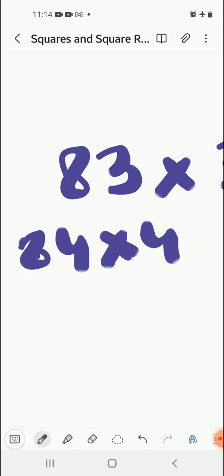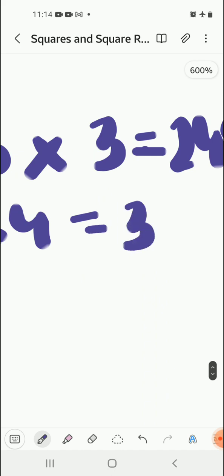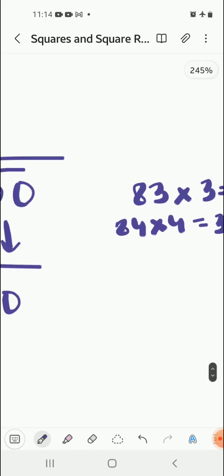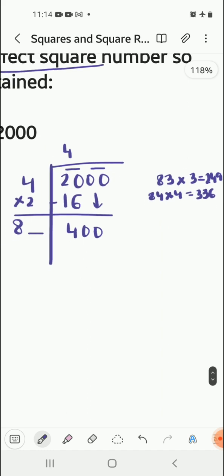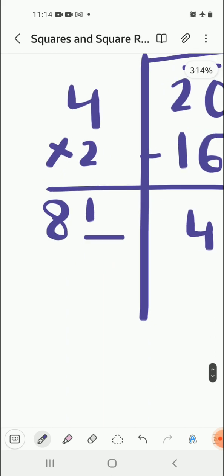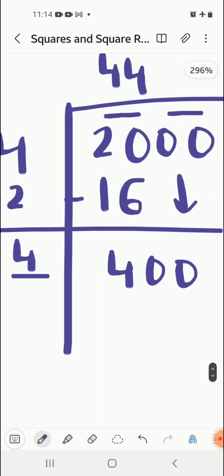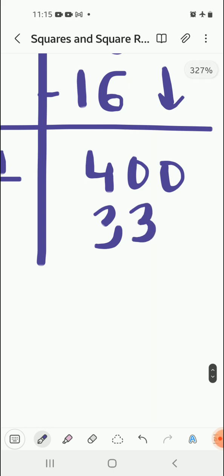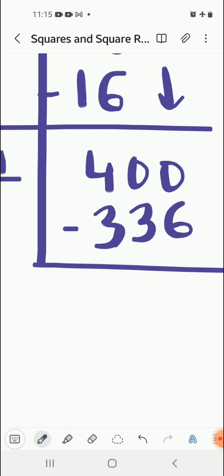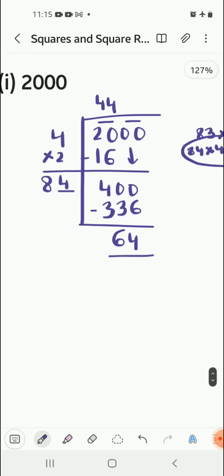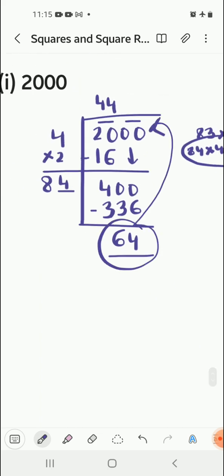If we multiply 84 into 4, we get 336. We've got a number very close to 400 already. But still, we check 85 into 5 as well, and the number we get is 425, way more than 400. So we take 84 into 4, 336. This 4 is written here, another 4 here. Now we subtract: 400 minus 336, we get 64. This is the remainder.